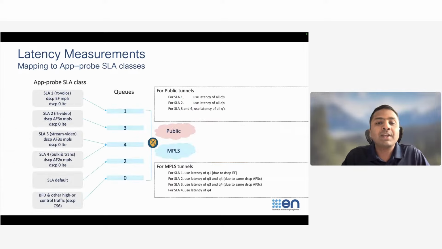In terms of latency as well, when you have app probe class configured, we can provide unique per queue latency measurements, same as loss. So in this case, for SLA1, we use the latency of Q1, whereas for SLA2 and SLA3, because they are using the same DSCP, we use the latency of Q3 and Q4. So again, this is going to be applicable even for latency. The per queue round trip latency is measured.